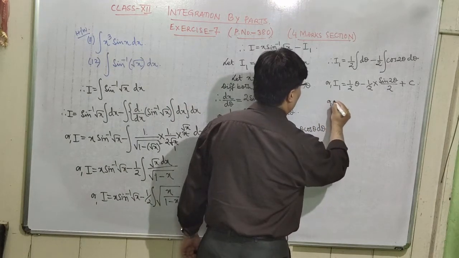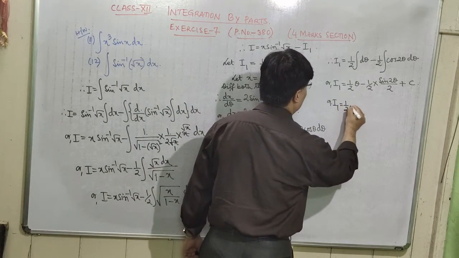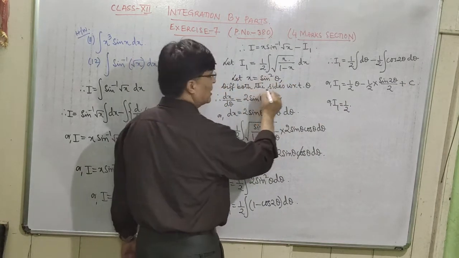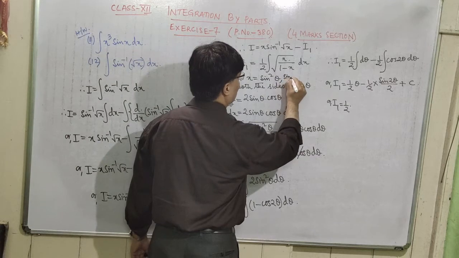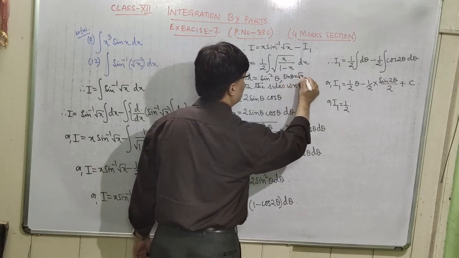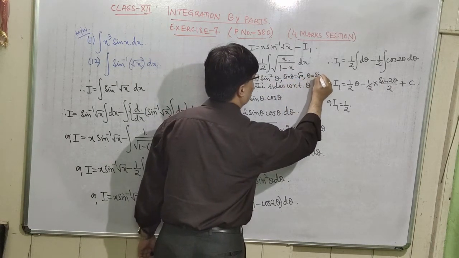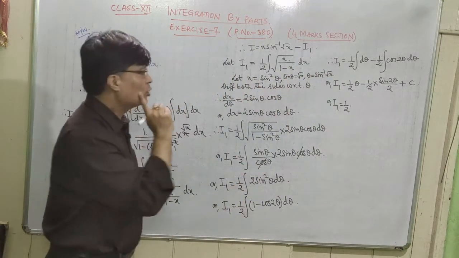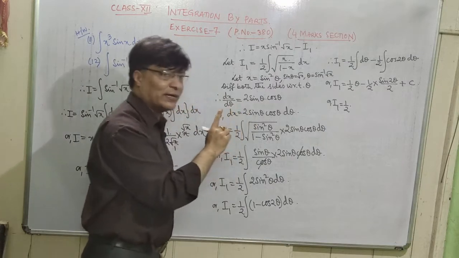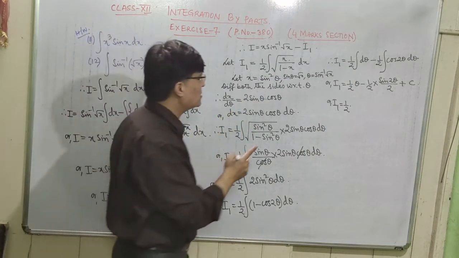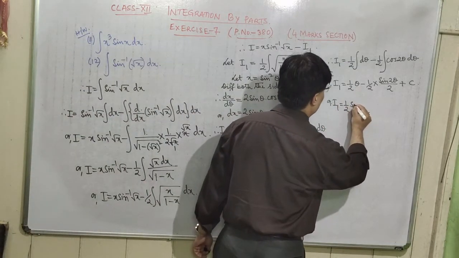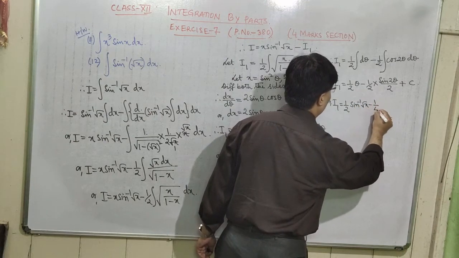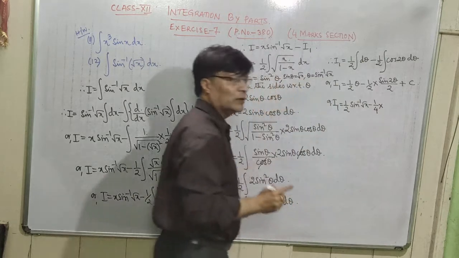Or I1 is equal to half into, you can put the value for theta here. If x is equal to sine square theta, what is sine theta? Sine theta is equal to root x. And what is theta equal to? This is sine inverse root x. So if there is only theta, you can write it in terms of inverse circular function. That is half, what is theta? It is sine inverse root x minus 1/4 into.